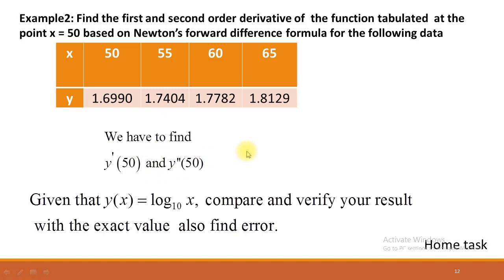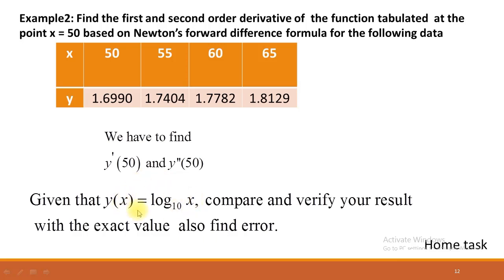So dear students, using Newton forward difference interpolation formula, take the first order and second order derivative of the formula, then find the value of x naught, p, y naught, delta, delta square, delta cube, and so on. Then putting these values in y dash and y double dash, you can easily find the first and second order derivative at x equal to 50, and then you can compare your approximate result to the exact result, because this is the exact function.